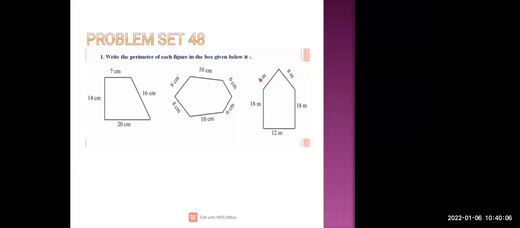Now we are going to start with our problem set 48. Problem set 48, question number 1 is: write the perimeter of each figure in the box given below. Now here you have to write down the perimeter of each figure. Now we can see there are 3 questions. First and second I'll explain you and third you will do on your own. So I'll explain you the first question, how you are going to find out the perimeter of the figure. Now let us see our first figure.